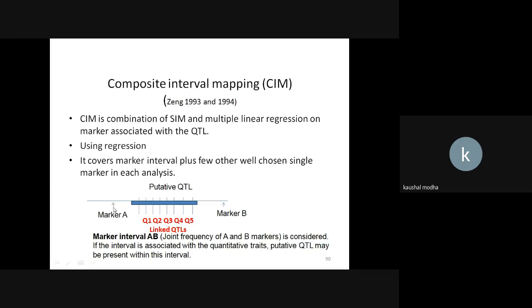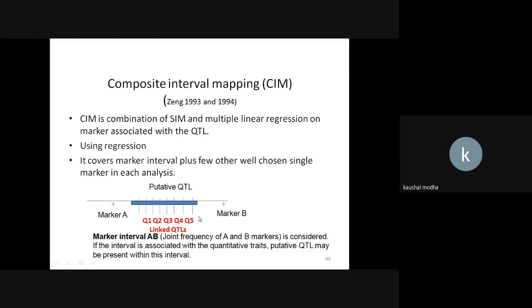So it will utilize 2 flanking markers, first of all, and try to know whether this region is associated with the quantitative trait or not. Apart from these 2 flanking markers, this is our QTL and linked QTLs, might be 4 to 5 QTLs linked. Apart from this marker interval, some single markers are utilized, situated within this region.